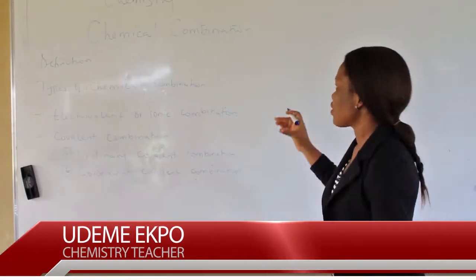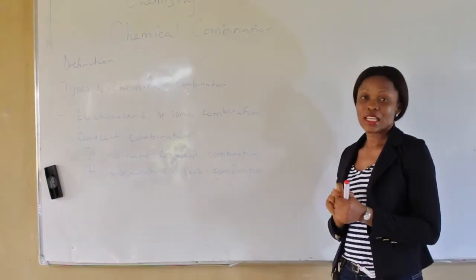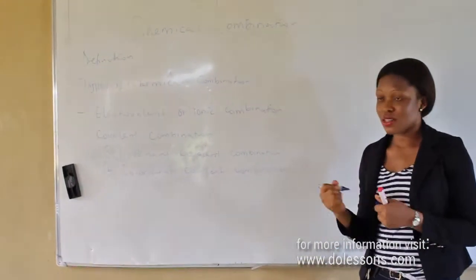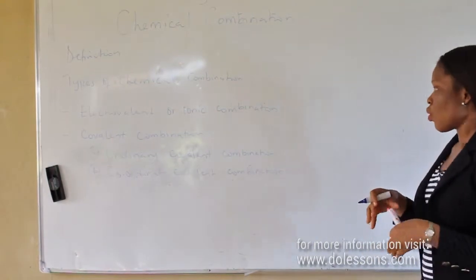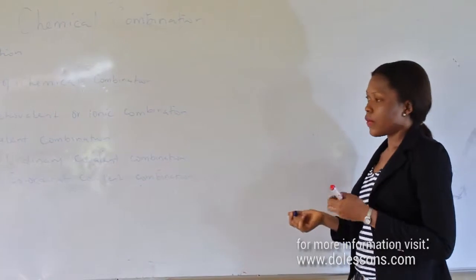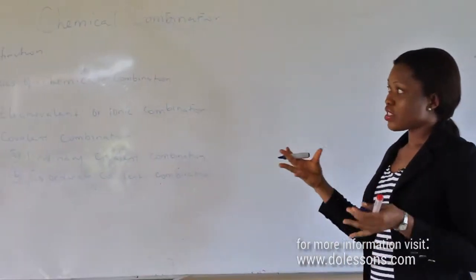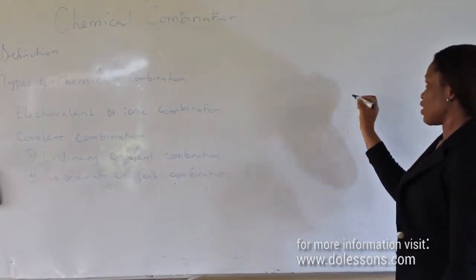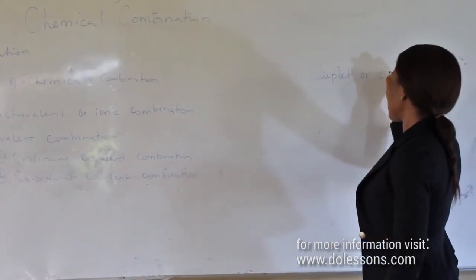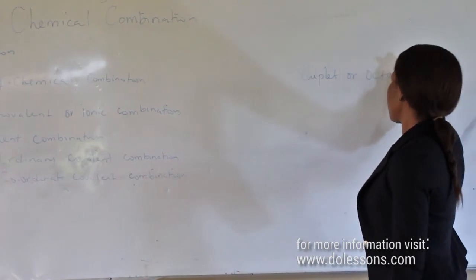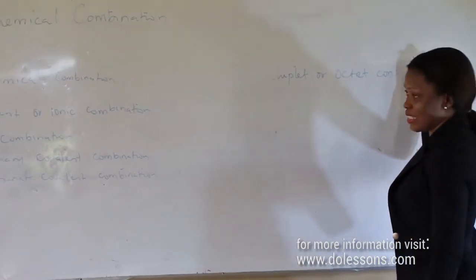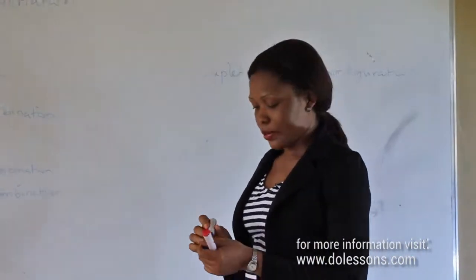In today's chemistry lesson, we'll be looking at chemical combination. Chemical combination is a process in which two or more elements come together by sharing electrons or exchange of electrons to form molecules or compounds. Why they undergo this combination is so that they can attain the duplet or octet configuration, like the noble gases in group 8 of the periodic table.